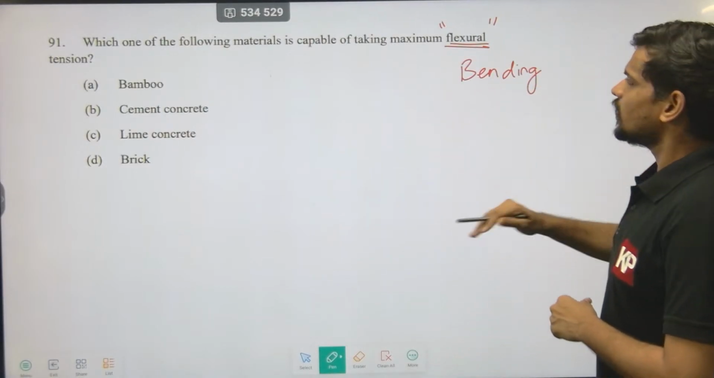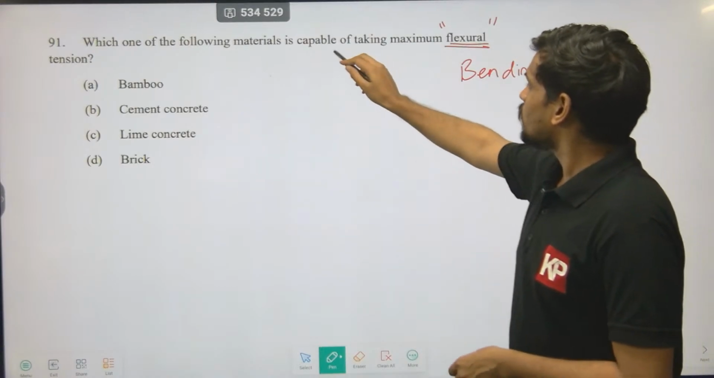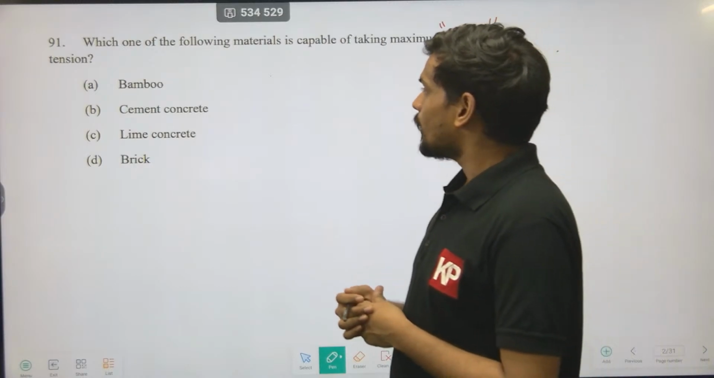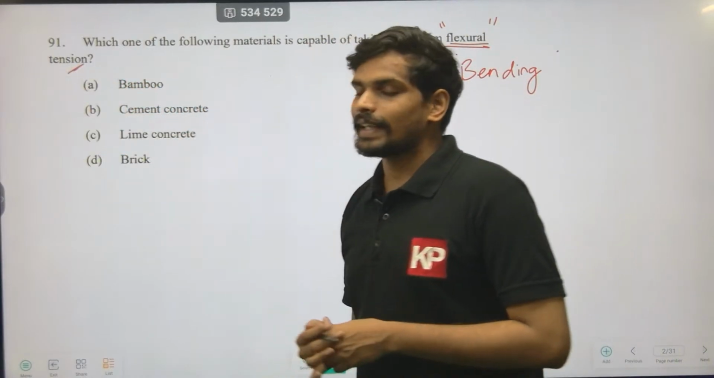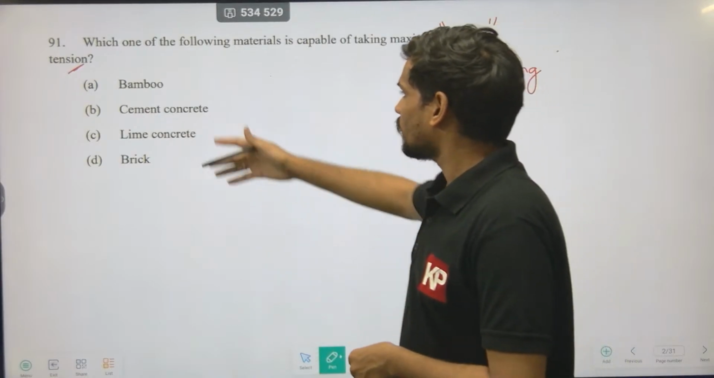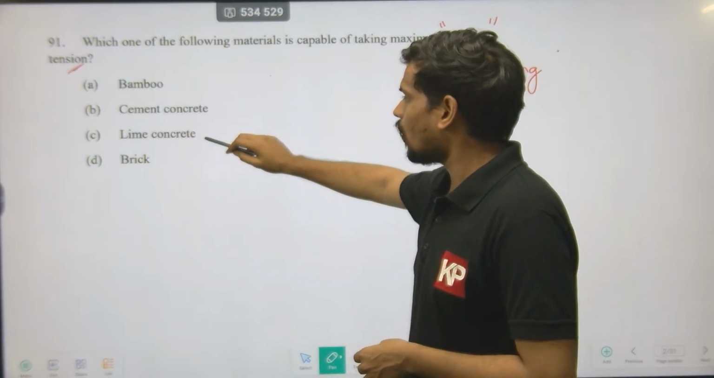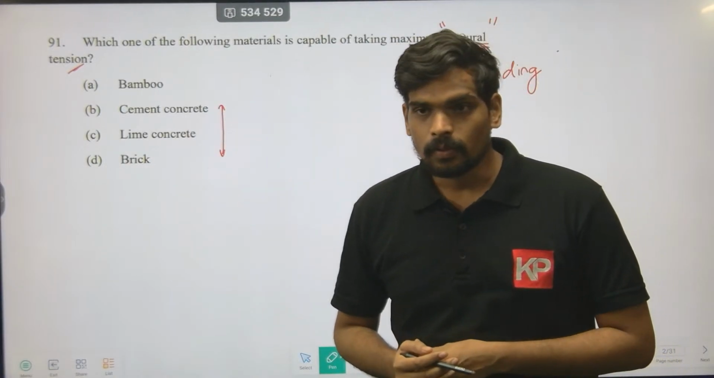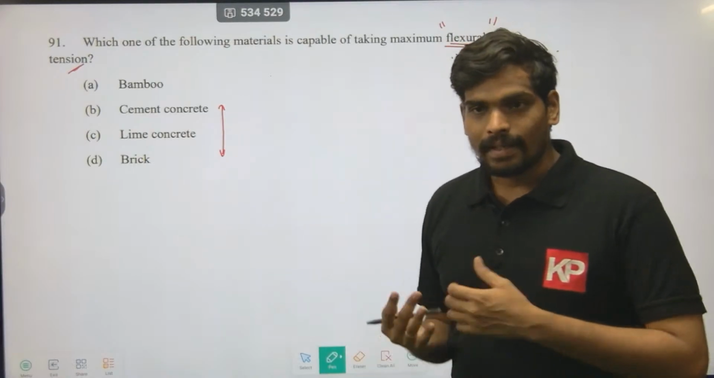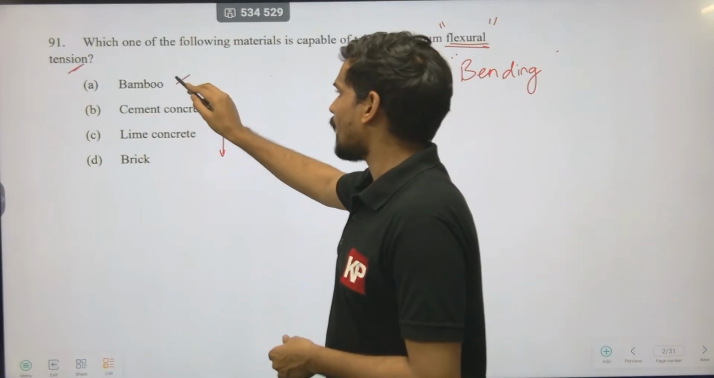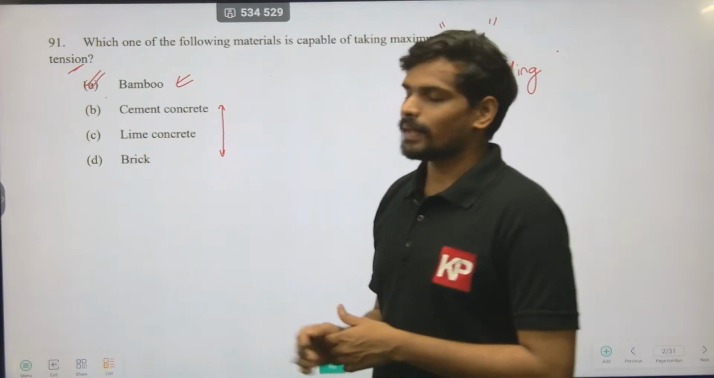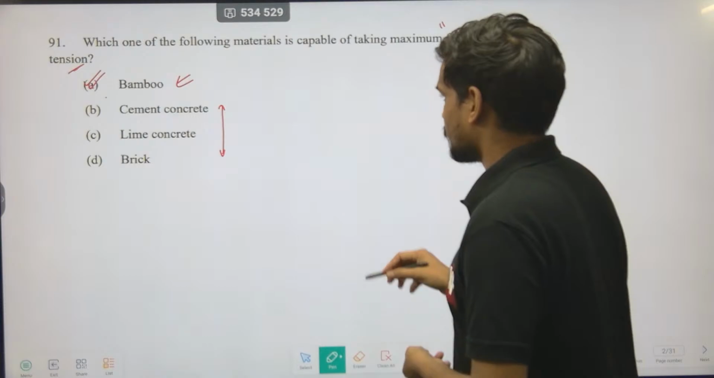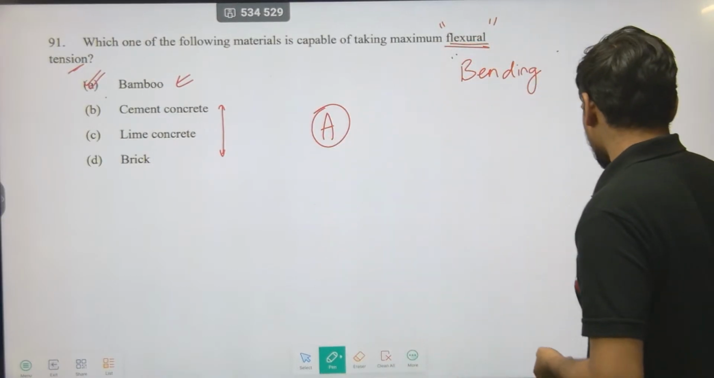So from the given question, we need to find the material which is capable of taking bending tension, which is good in bending or bending moment, or which is capable of taking tensile bending stresses. Which of the options would be correct? Bamboo, cement concrete, lime concrete and brick. Cement concrete and lime concrete are not very good in tension or in bending stresses. So it is bamboo which is correct. Bamboo is a material which is good in flexure and is also capable of taking tensile stresses. So option A would be the answer for this question.